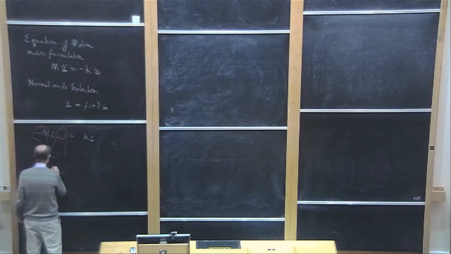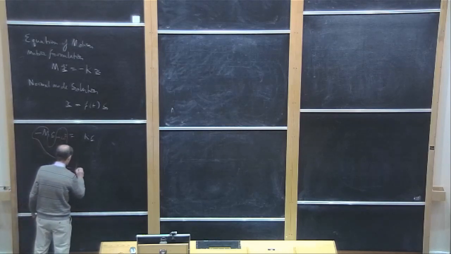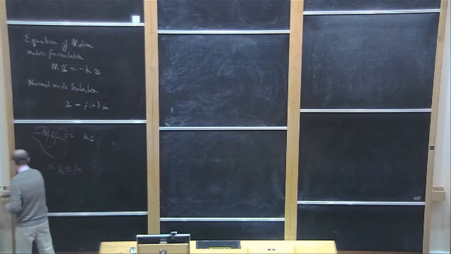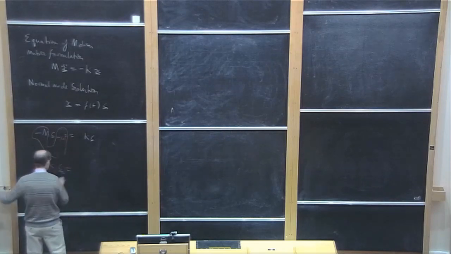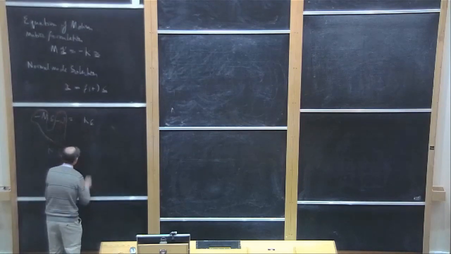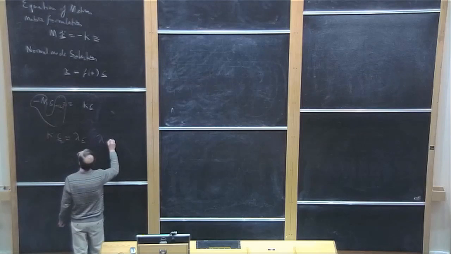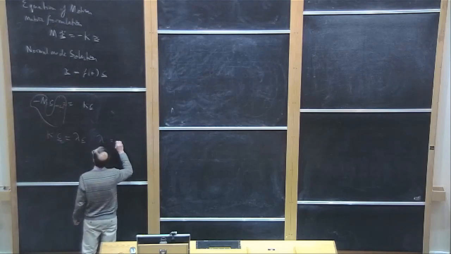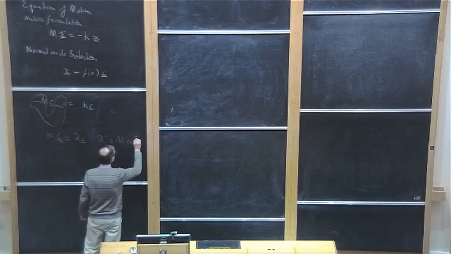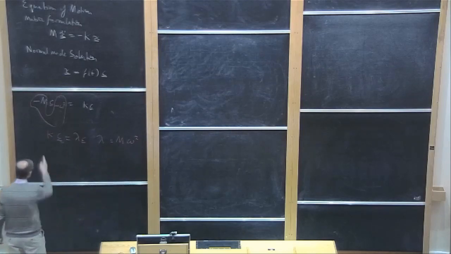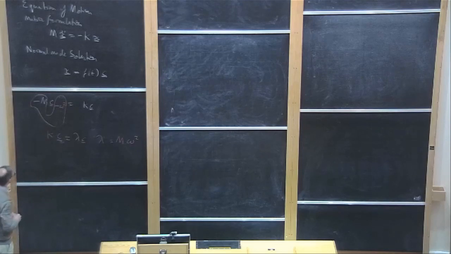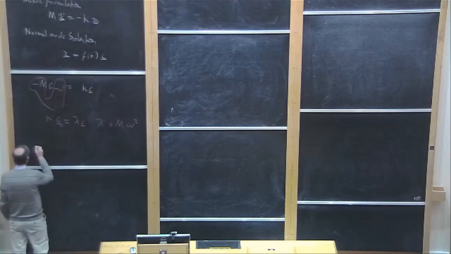And so now we have Kc equals kappa. No, I said I wasn't going to do that, wasn't I? Kc equals lambda c, where lambda is M omega squared. That is the eigenvalue equation. That has eigenvalues and eigenvectors, and I don't propose to normalize any eigenvectors at any point, and so we end up with a solution which would be some arbitrary linear combination of those.